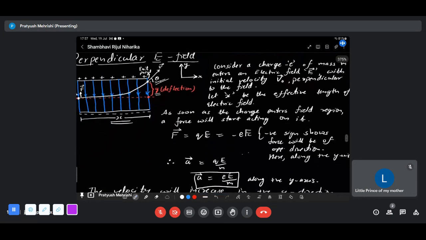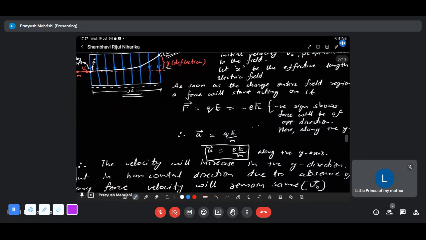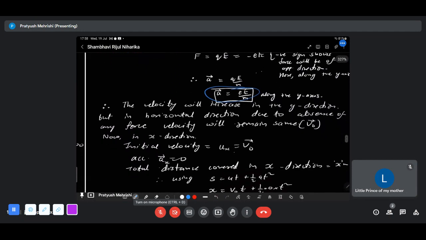Okay. Getting it? So now we will have motion in two directions, in the y direction as well as in the x direction. Because there is no force in the x direction, there will be no change in velocity in the x direction. But in the y direction, a change of velocity will occur. Why? Because an acceleration is being applied in the y direction. Got it?